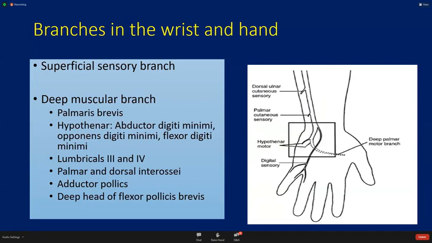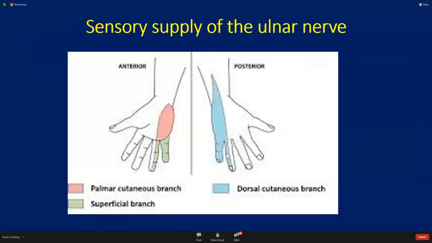The superficial sensory branch supplies the digital branches to the medial 1.5 fingers. So you can see that in the hand, the palm is supplied by the palmar cutaneous branch on the medial aspect. The dorsum is supplied by the dorsal cutaneous branch, including the fingers. The superficial branch of the ulnar nerve supplies the palmar aspect of the medial 1.5 fingers up to the tip of the fingers.